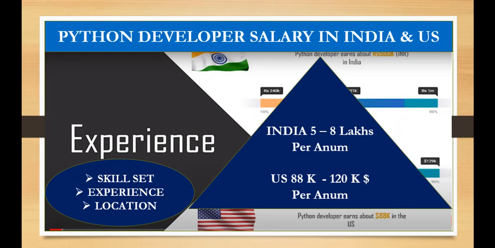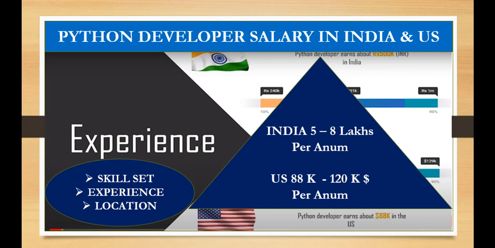Students, now let's come to our most favorite part, the most important attraction of Python, that is the salary. The salary of Python developer all depends on the skill set, experience, and location. In India, the average salary of a Python developer is between 5 to 8 lakhs per annum, and in US, the average salary of a Python developer is between 88k to 120k US dollar per annum.